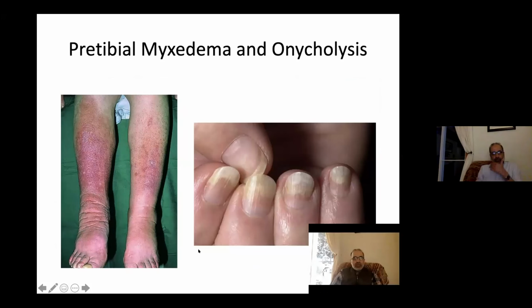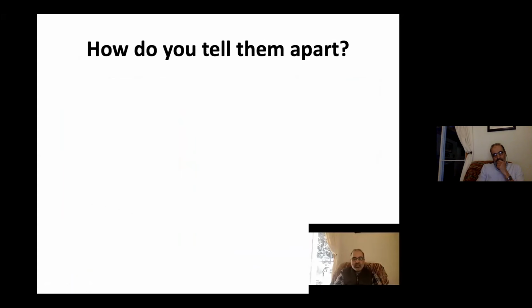These patients can also have what we call pretibial myxedema, which is a very classical induration of the skin on extensor surfaces, and these people have separation of nail beds, a condition called onycholysis, and this is what we see in patients with Graves' disease. Now, how do you tell different types of thyroid problem?